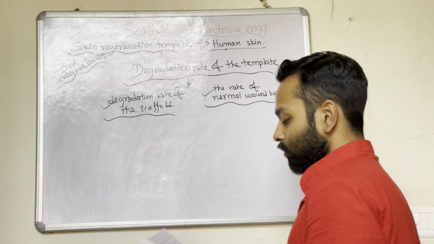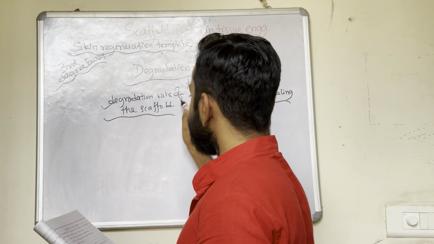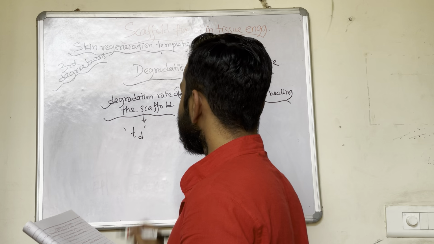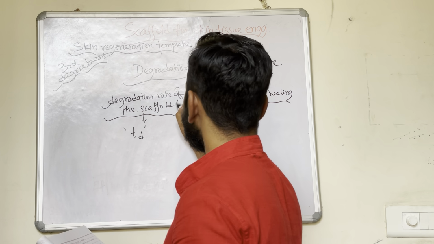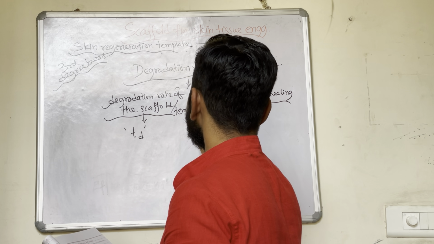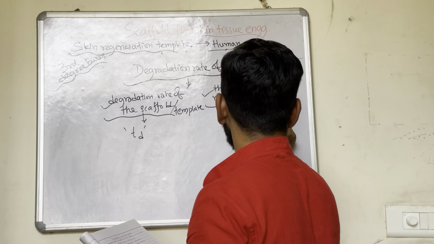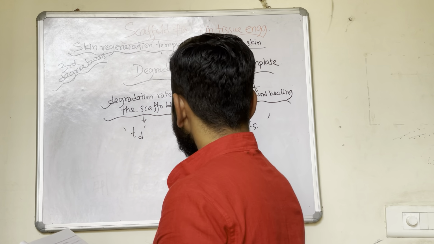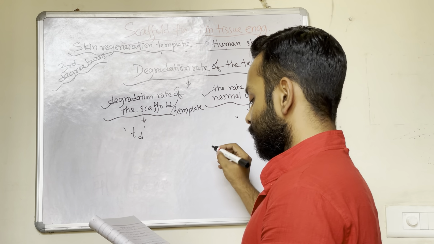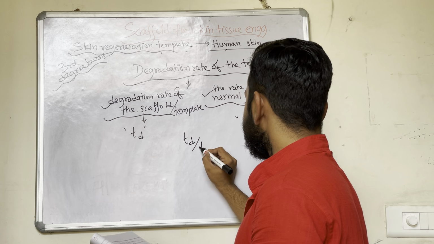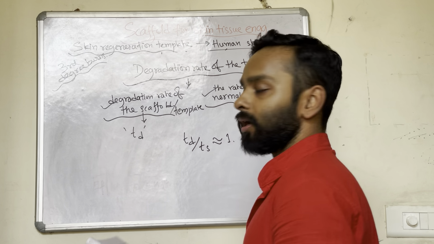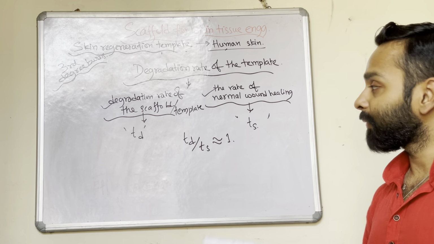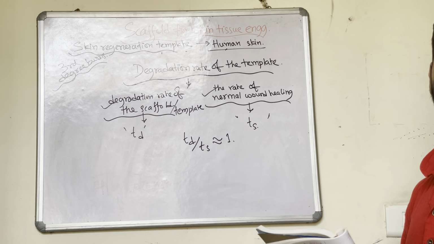So if the rate of degradation of the scaffold or template is considered as TD, which is the degradation rate of the scaffold or template, and the rate of normal wound contracture, normal wound healing, is TS, then the relationship should be such that TD by TS should approximately be equal to 1. Right?